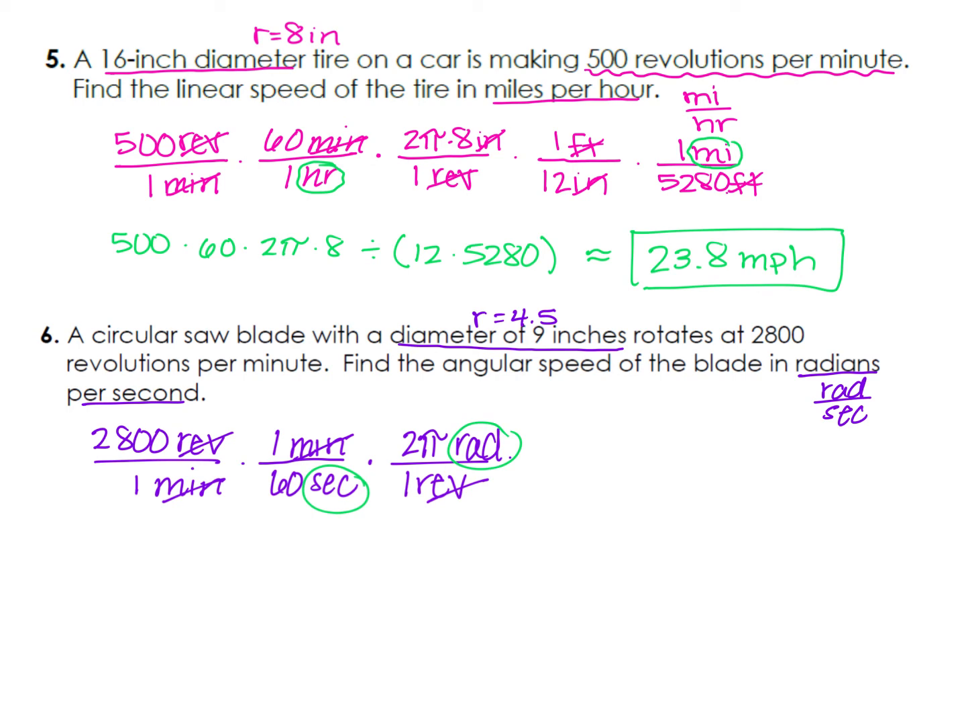And when you type that in your calculator, make sure you know how to type it in so that you end up with about 293.2 radians per second.